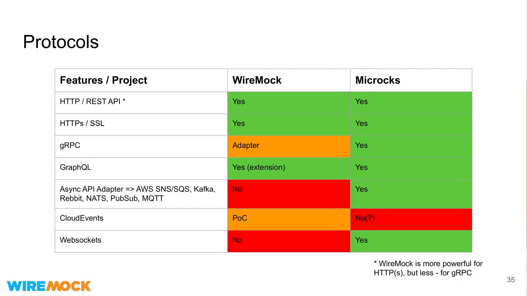For protocols, which is important, all async things. So for example, Kafka, NATS, PubSub, etc. So at the moment, it's supported only by Microcks. Hopefully, it will be supported by WireMock soon. But if you depend on these protocols, of course, you have to go with Microcks.